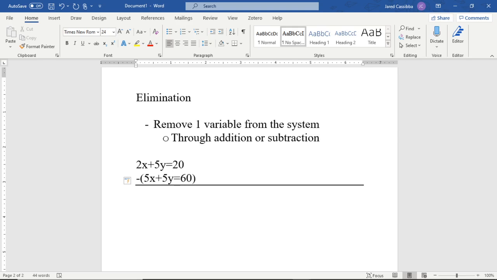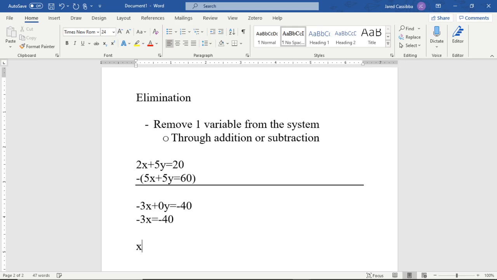So we have 2 minus 5, that's negative 3x. 5 minus 5 is 0, so our y is technically gone. And 20 minus 60, that's negative 40. So now I have negative 3x equals negative 40. Just like before, we divide both sides by negative 3. And again, if you want more help on how to solve these kinds of equations, I do have another video on that. Please go check that out.